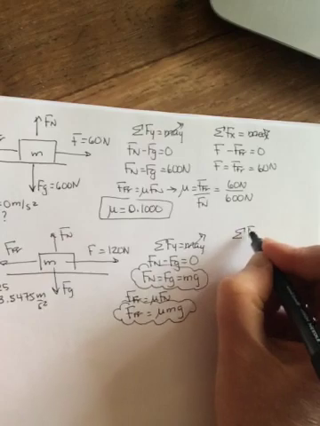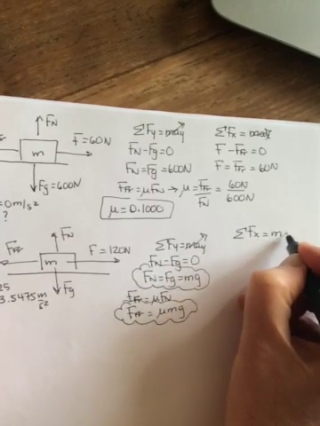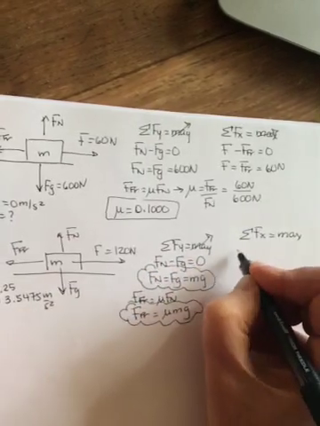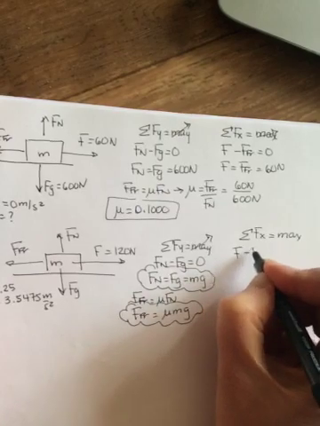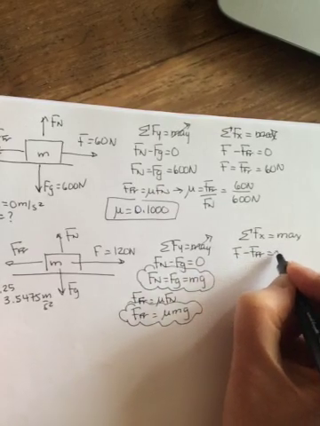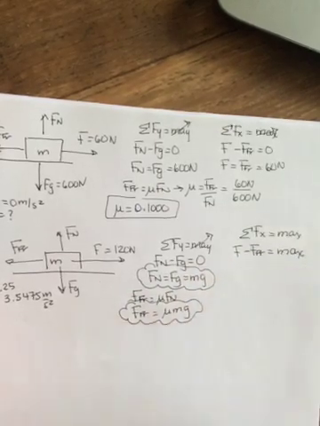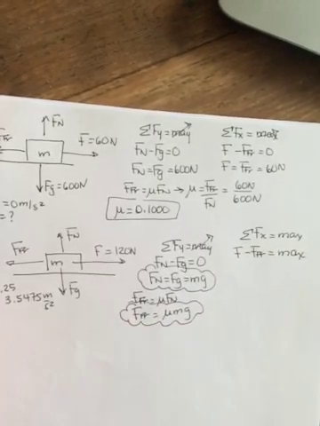So then you go to sum of the forces in the x. And in the x direction, you have F pulling one way and friction pulling the other is equal to MAX. And you're trying to solve for M.